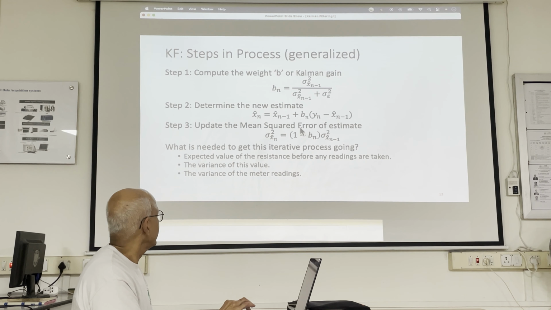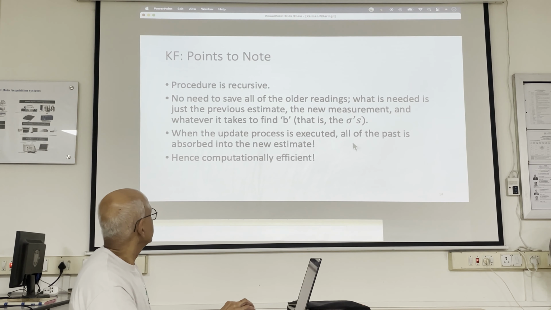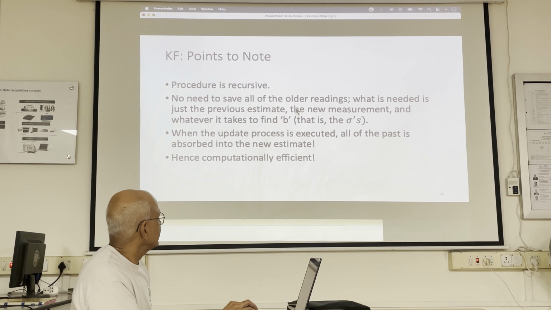So the procedure is recursive, and that's why it's computationally efficient. You don't need to save all of the older readings. What is needed is just the previous estimate, the new measurement, and whatever it takes to find B. That is the sigmas. That's all you need.